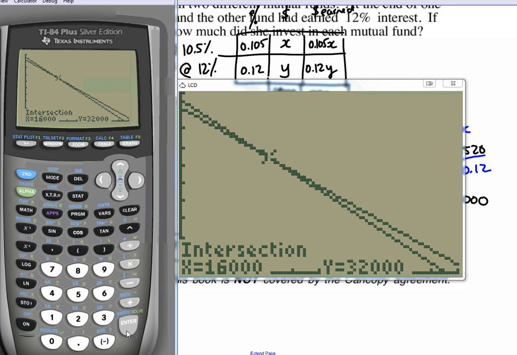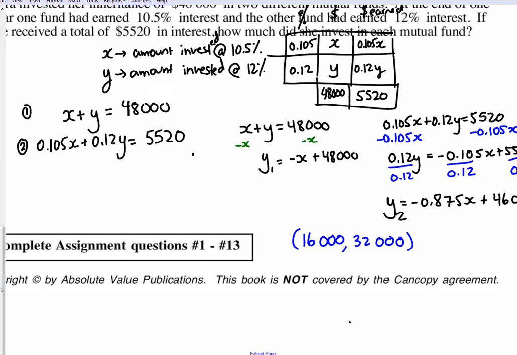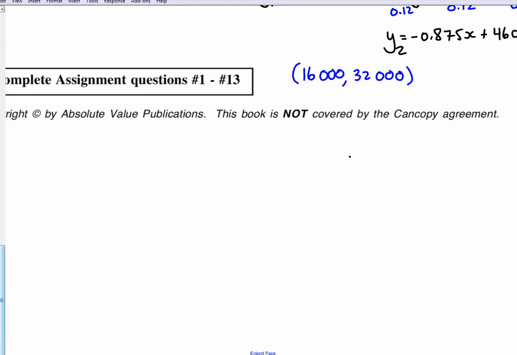16,000 and 32,000. Do you see why it's really important to define your variables? If I didn't define which variable stands for what, it's hard to know which one was at 10.5% and which one was at 12%. You could look at your formula and kind of figure it out, but it's nice to have the definition of what each variable stands for, because when you write your sentence at the end, which you should do, it's a lot easier to say which one's which. So how much was invested at 10.5%? Good. So 16,000 was invested.